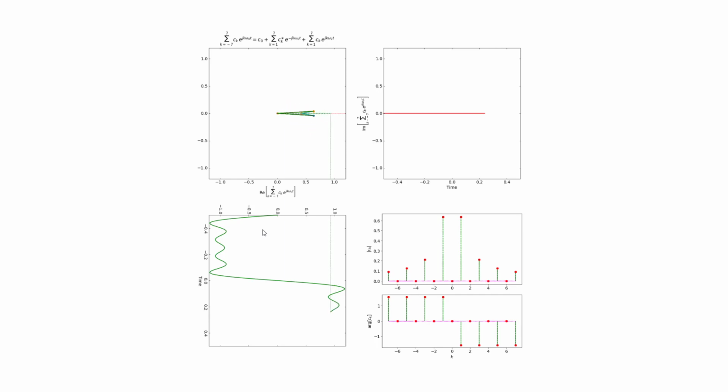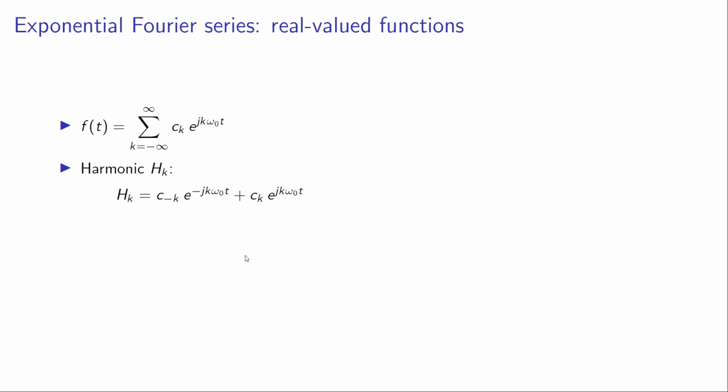Of course, and this is important here, the imaginary part is always 0, as you can see in the red curve. This is by construction because c_k obeys this property: c_k conjugate is equal to c_minus k. Let us have a look at this in more detail.